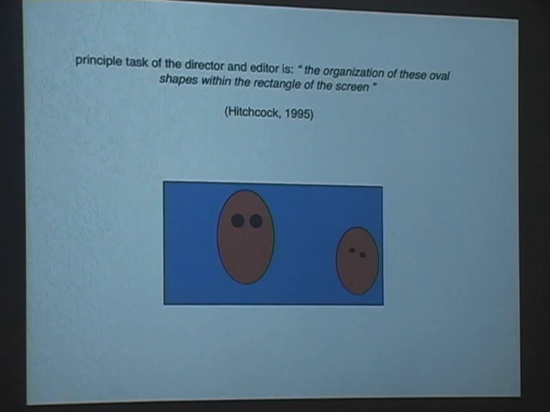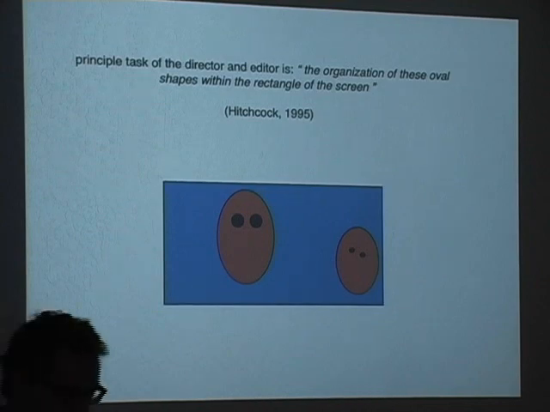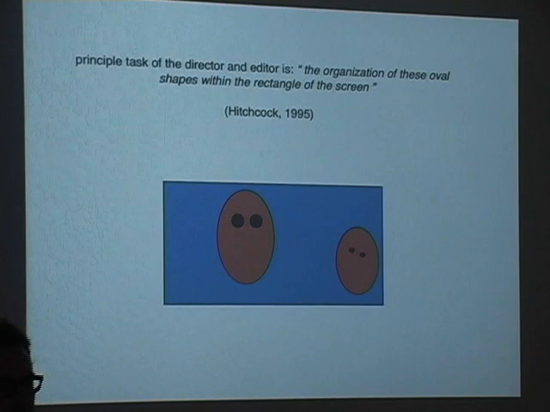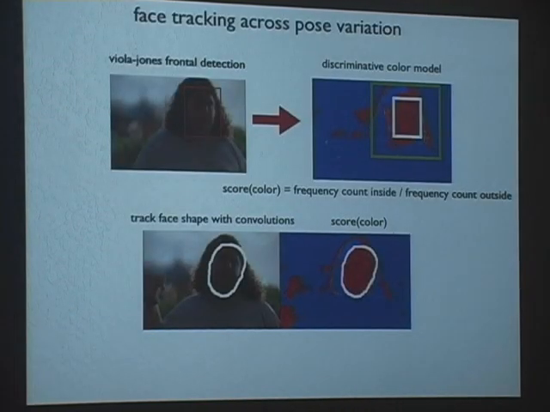So I'll let you read this quote from Hitchcock. Okay, so people are central in movies. Anything we want to do with actions is going to have to pass through people, and in particular, face recognition. So we're going to take Hitchcock's advice and find those orange ovals in the scenes, so as to do face tracking across different pose variations in order to have smooth tracks.